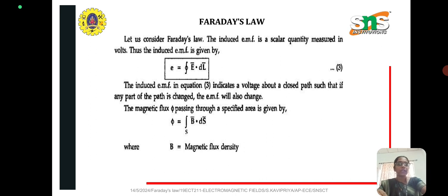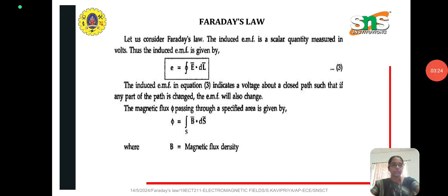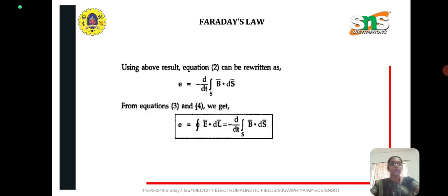The magnetic flux passing through a specified area is given by phi is equal to the integral over the surface of B vector dot ds vector, where B is the magnetic flux density. So E is equal to minus d by dt of the integral over the surface of B vector dot ds vector. By comparing the equations, we can write E is equal to the integral over the closed path of E vector dot dl vector is equal to minus d by dt of the integral over the surface of B vector dot ds vector.